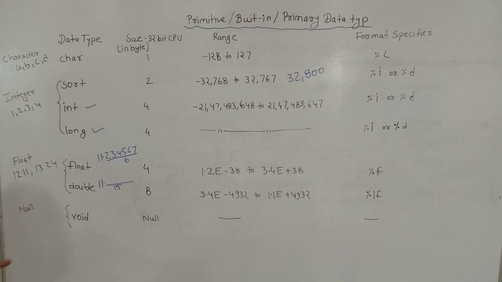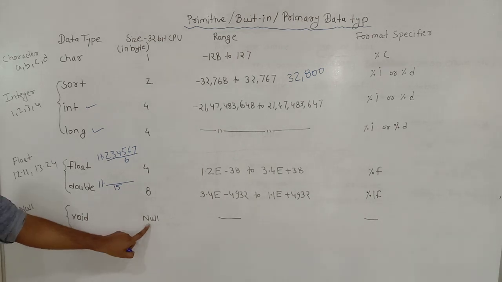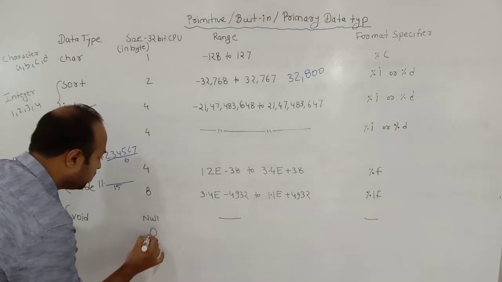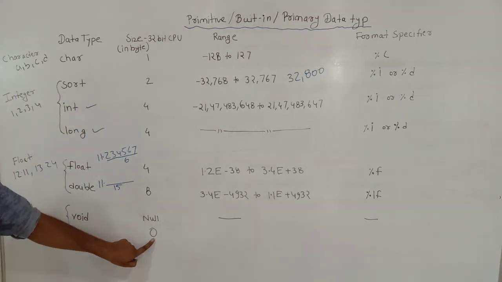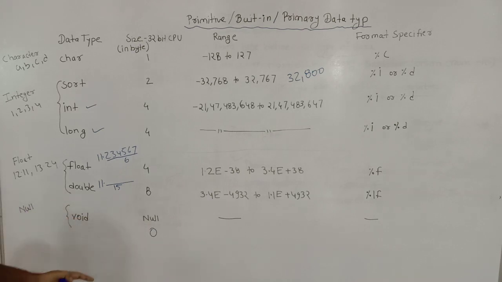And if we want to work with no data, then we will use void. Void means null. You cannot use 0 because 0 is also a value, but null means nothing.